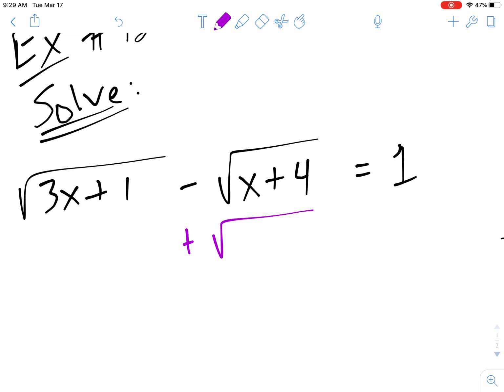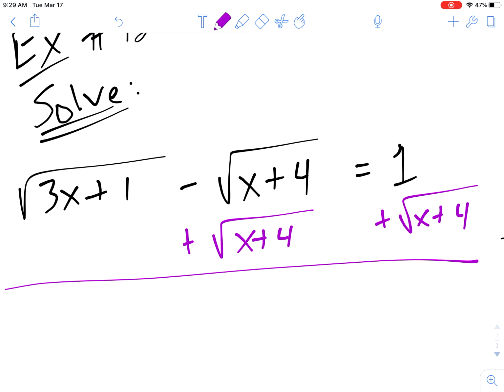So the basic procedure is to get one of the radical symbols by itself. So I usually just add or subtract one of those radical symbols to the other side. That's going to give you the square root of 3x plus 1 on the left, and on the right we end up with this expression. Okay, so then the next step would be to square both sides.